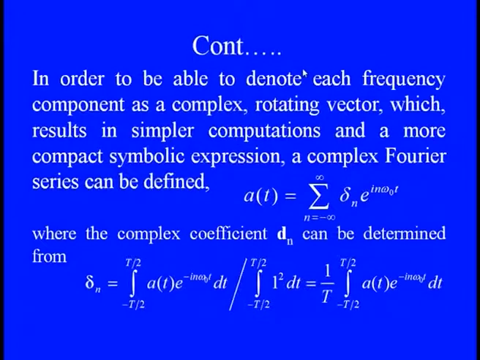Then we can say delta n equals the integral from minus T by 2 to T by 2 of A of t e to the power minus iota n omega 0 t dt, divided by the integral from minus T by 2 to T by 2 of 1 squared dt, or else we have this one. So when we are trying to compute delta n, we know that we need A of t, the amplitude of the signal, and the exponential feature e to the power iota n omega 0 t into dt. This is the exponential part of the sinusoids.